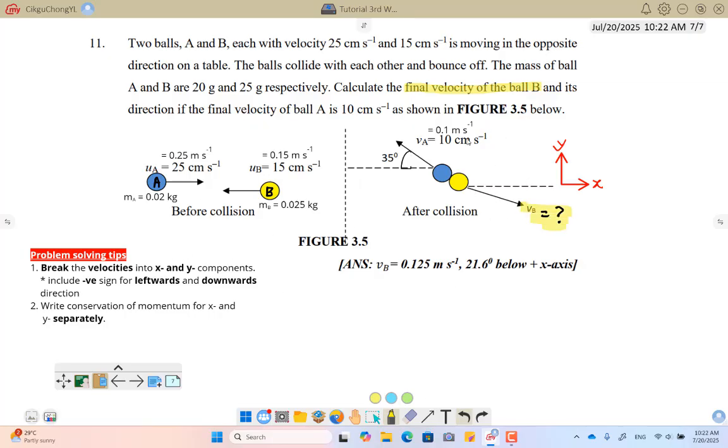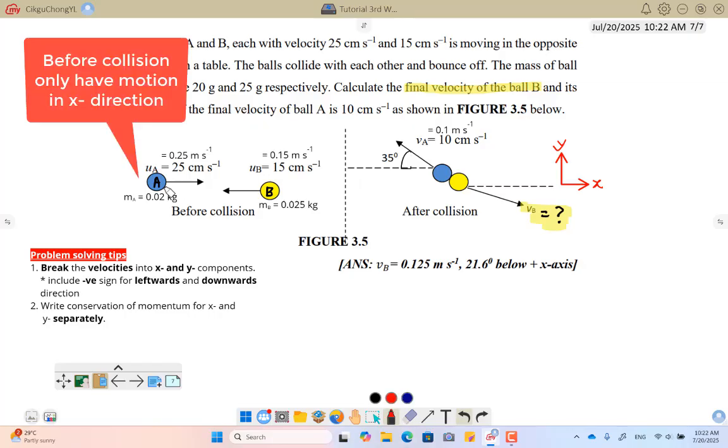So again, this is a 2D collision. So first step, we need to break the velocity into X and Y components. So before collision, we only have the motion along the X direction, whereby the initial velocity for ball A along the X direction will be 0.25 meter per second. For ball B along the X direction, it will be 0.15 meter per second. But because the direction is leftward, I should put a negative sign for the initial velocity for ball B.